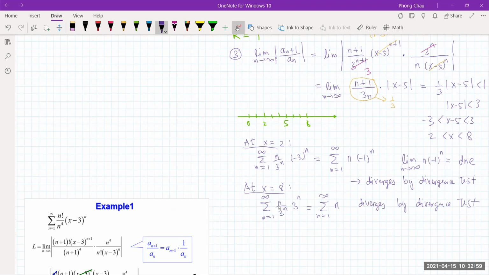So after all, at 2 it does not converge, and at 8 it does not converge. Your interval of convergence will be anywhere between 2 and 8, not at 2, not at 8. So your final answer is the interval of convergence from 2 to 8, excluding endpoints. The radius of convergence is the distance from 5 to 8, which is 3. That finishes section 9.8, power series.